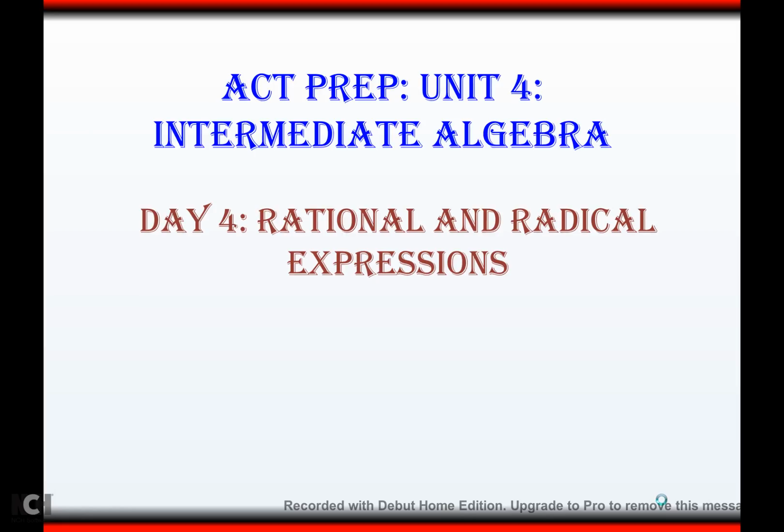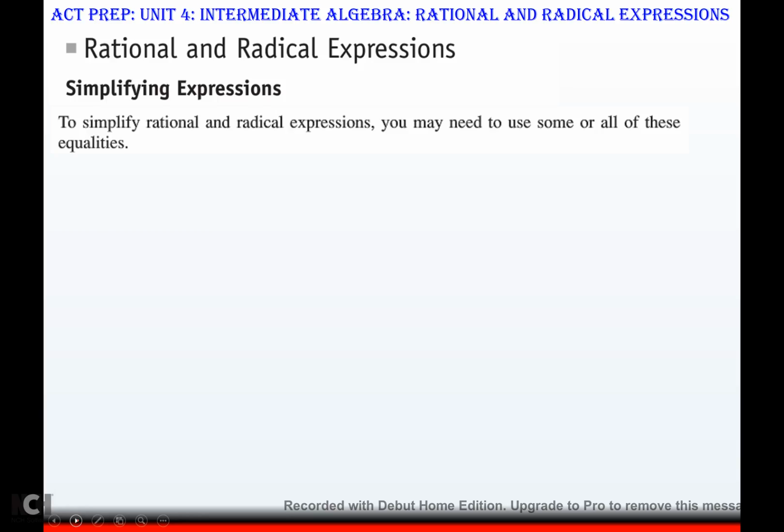Right, welcome back to day 4 of our ACT Prep Unit 4 Intermediate Algebra topics, and today we're going to be talking about rational and radical expressions. All right, simplifying expressions. To simplify rational and radical expressions, you may need to use some or all of these equalities. So these are things that you need, rules, laws, if you will, about exponents and things that you need to know.